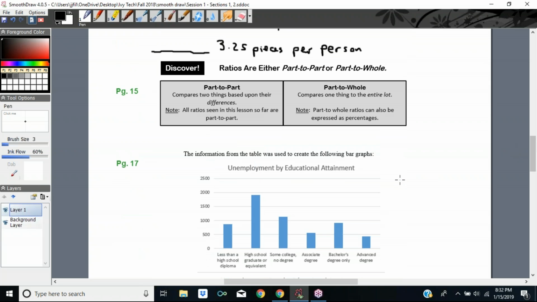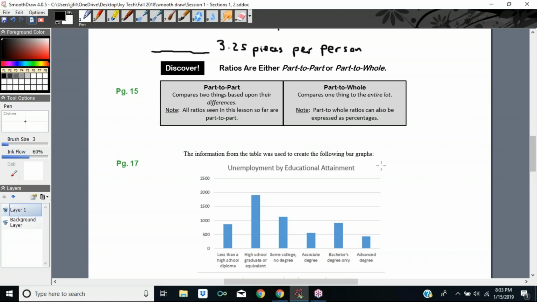So let's look now at these ratios are either part to part or part to whole. And this is going to give us some meaning in the ratios. So a part-to-part ratio compares two things based upon their differences. They're both parts of the same big group. And then part-to-whole compares one thing to the entire lot or to the whole group. So let's say I'm teaching a class of second graders and I have 11 boys and 14 girls in the class. The ratio of boys to girls would be part to part because each group is part of the whole class. So that ratio would be 11 to 14 boys to girls.